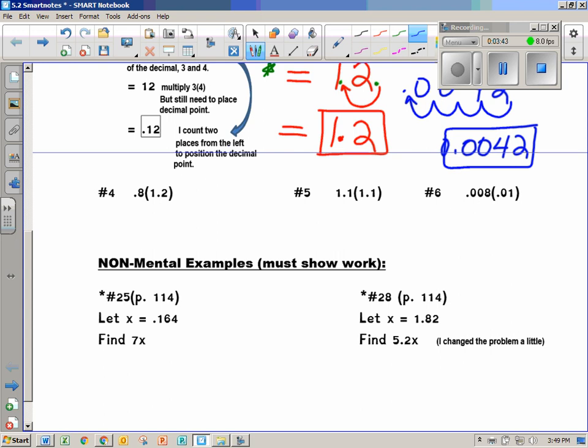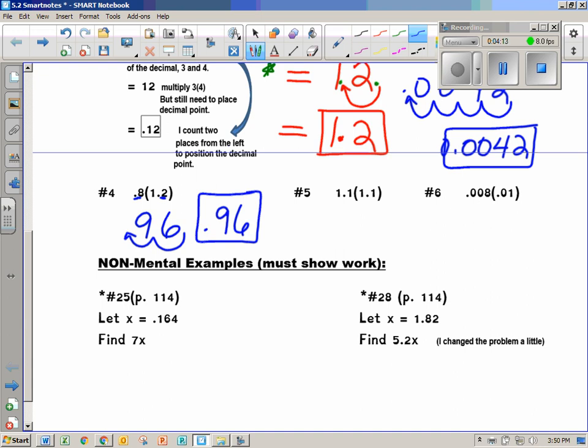So 8 times 12 is 96. So count your decimal places to the right. So there's 1 here, and there's 1 here. So that's 2. So you start here, you move to the left 2 places. So your result is going to be 0.96. If you need to do the little scoopies, that's fine, but don't box the answer with the little scoops.